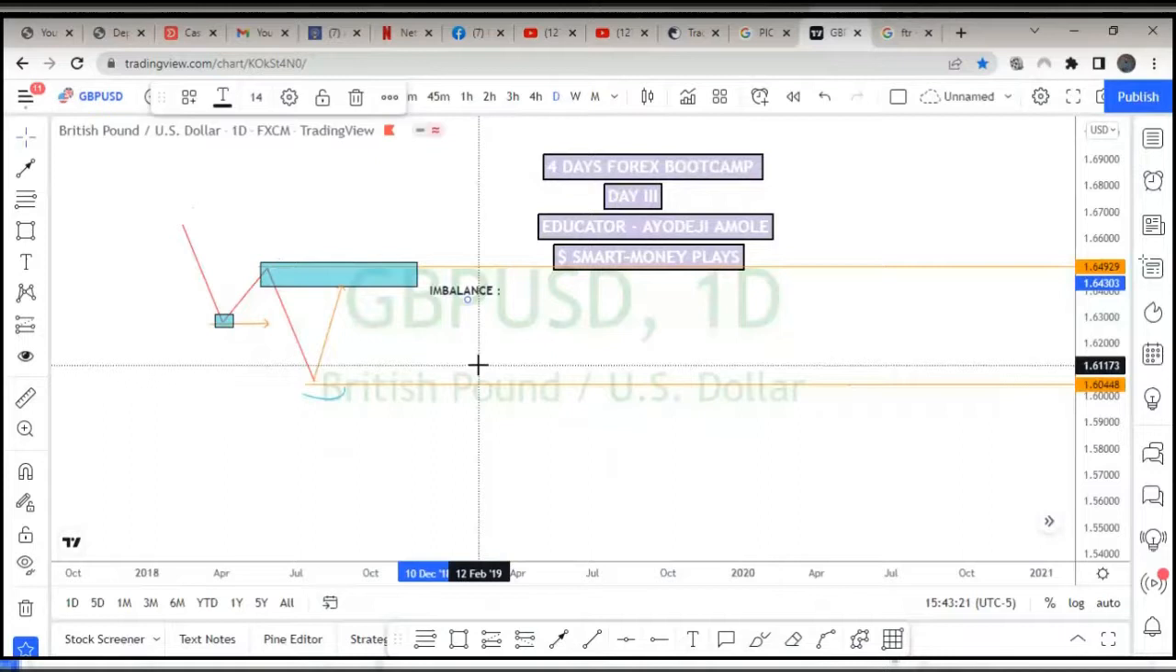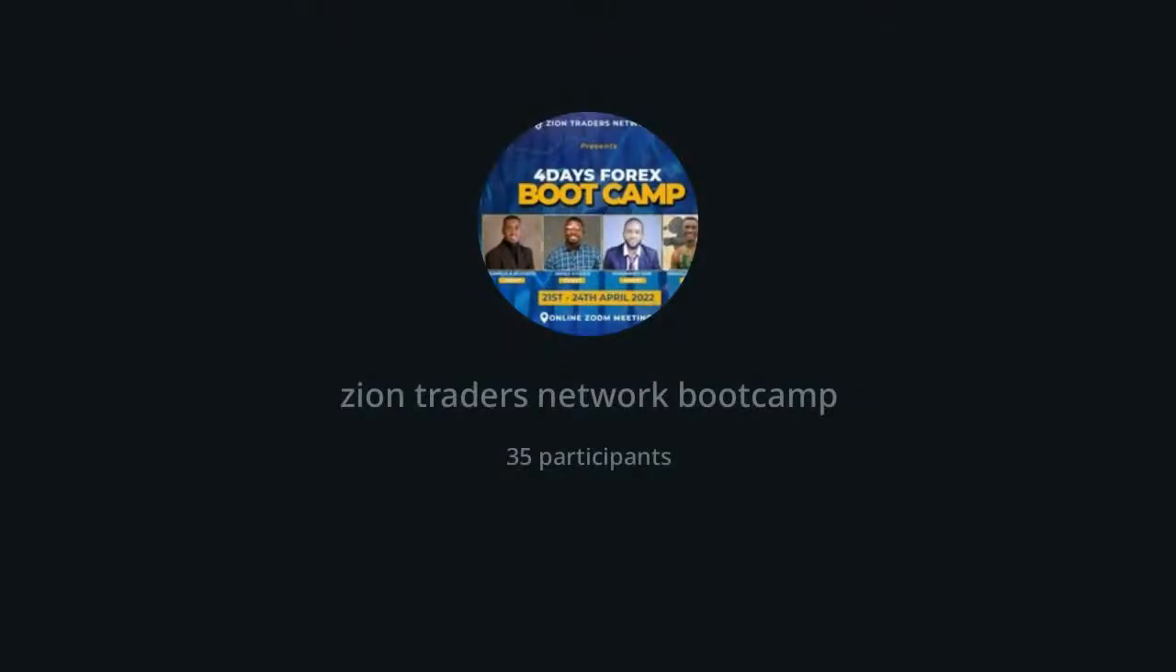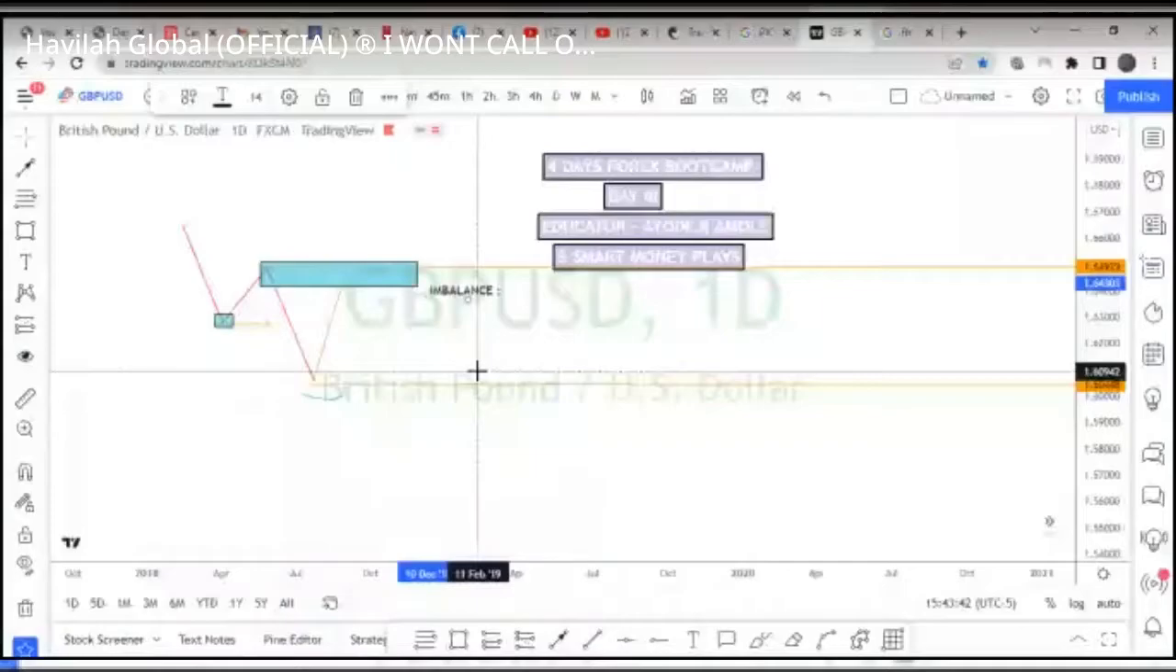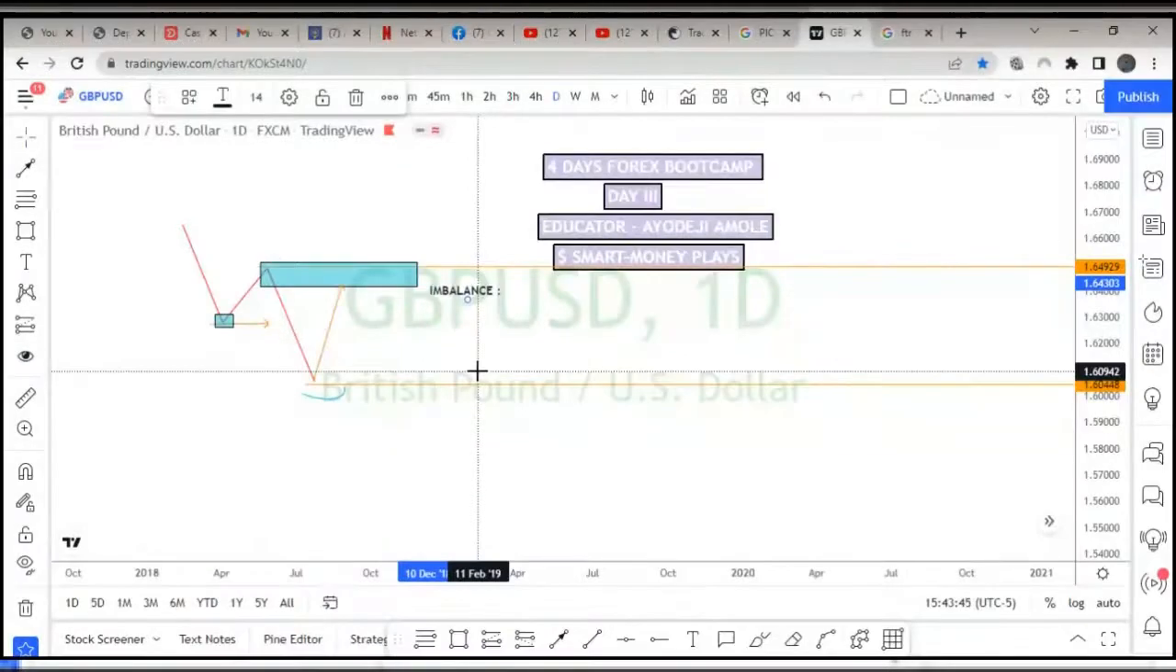Imbalance. Okay, let me not waste our time because we still have a long way to go. Is it the footprint of smart money? Yes, imbalance is the footprint of smart money. Thank you. You are absolutely correct.